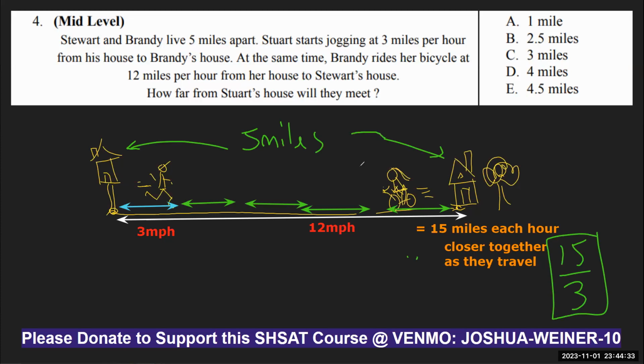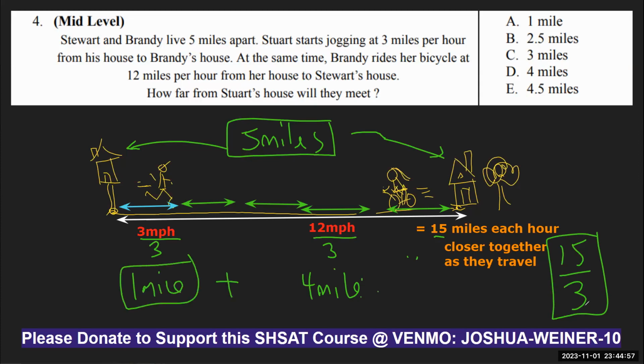The total distance is 5 miles, right, from house to house. So instead of going 15 miles, let's divide by 3. Well, then we should divide this by 3. 12 divided by 3 is 4 miles. If we divide this by 3, then that would be 1 mile. And sure enough, 1 plus 4 is equal to 5 miles. We have it right.